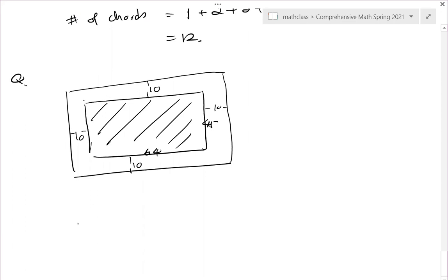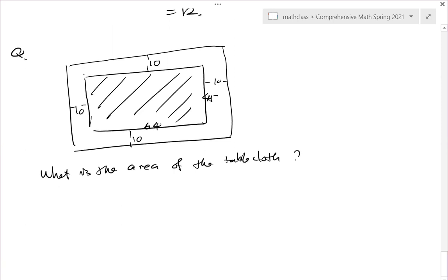All right, so let's do this first problem. What is the area of the table? Okay, that's easy, right? Then I'll ask you the next question.